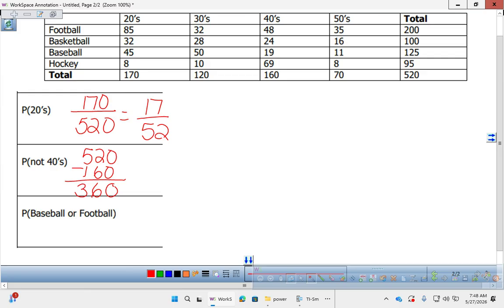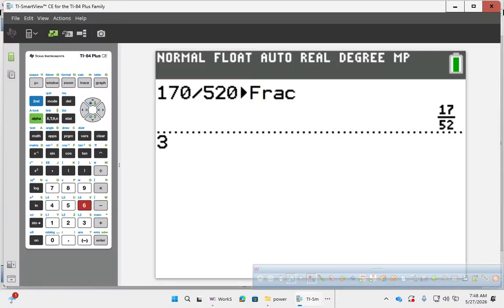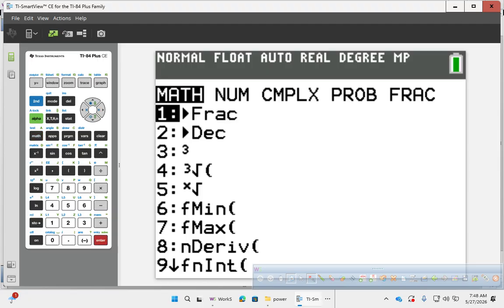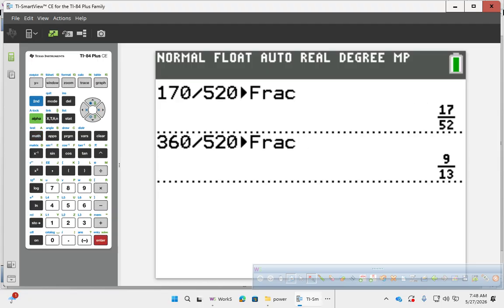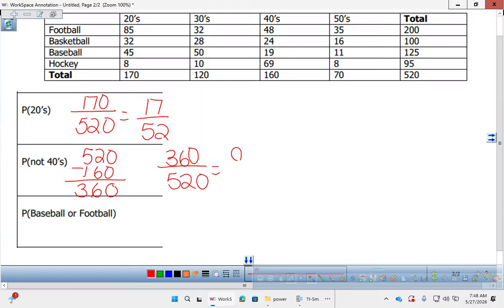So then this probability would be 360, and because there's no given line, I'm going to make that out of 520. And I'm going to check if that simplifies. So 360 divided by 520, math, enter, enter. 9 out of 13 would be my final answer for this one. Anybody have questions on that? That's called complement probability, the not probability.